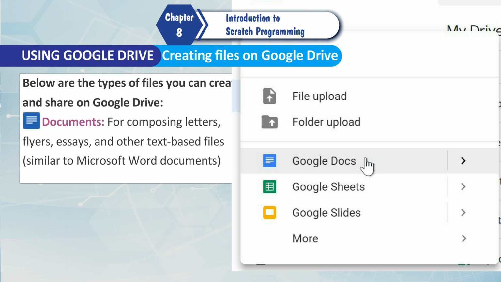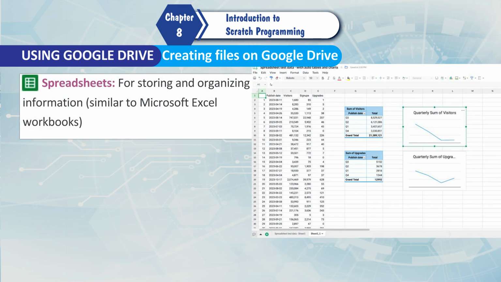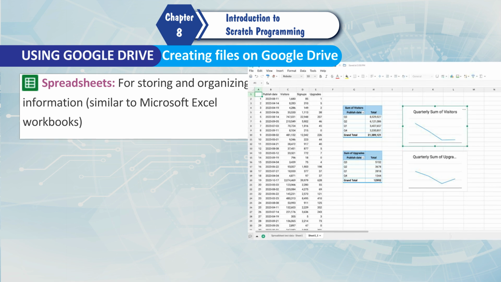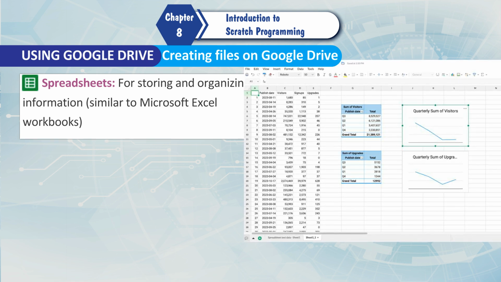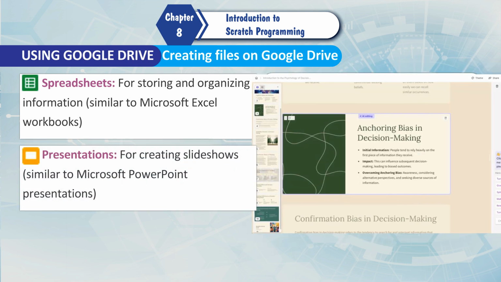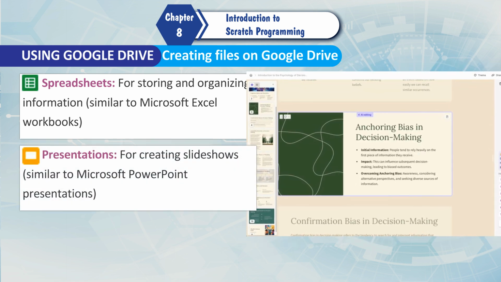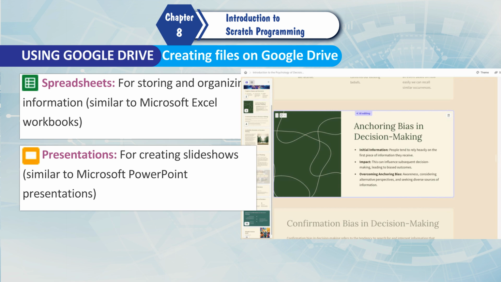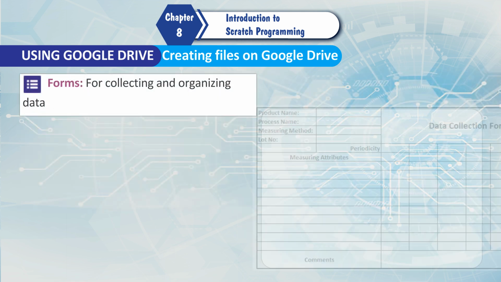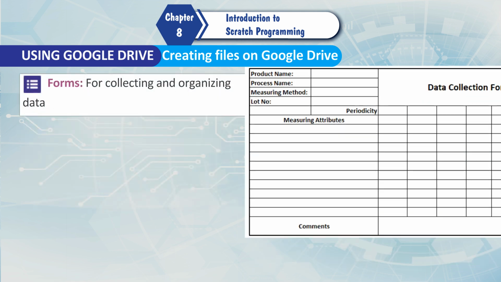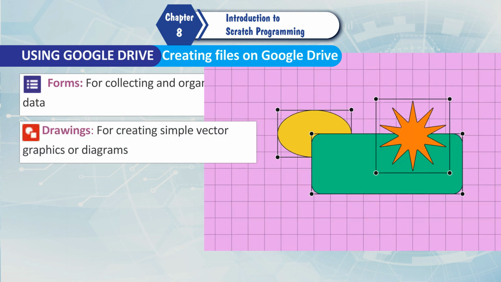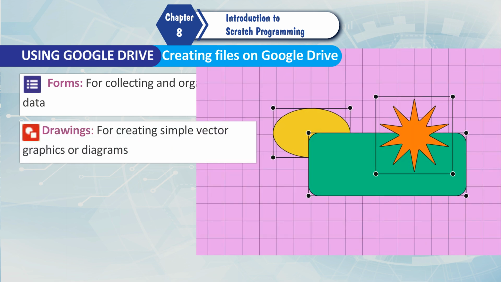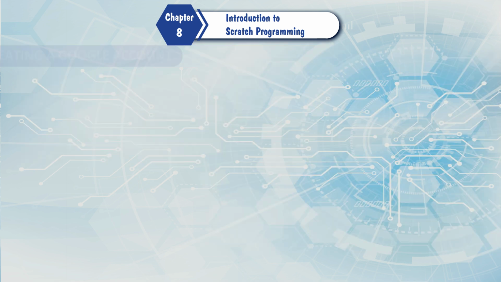Documents. For composing letters, flyers, essays, and other text-based files similar to Microsoft Word documents. Spreadsheets. For storing and organizing information similar to Microsoft Excel workbooks. Presentations. For creating slideshows similar to Microsoft PowerPoint presentations. Forms. For collecting and organizing data. Drawings. For creating simple vector graphics or diagrams.